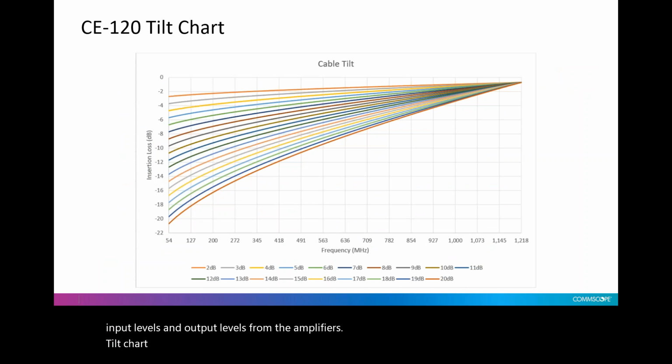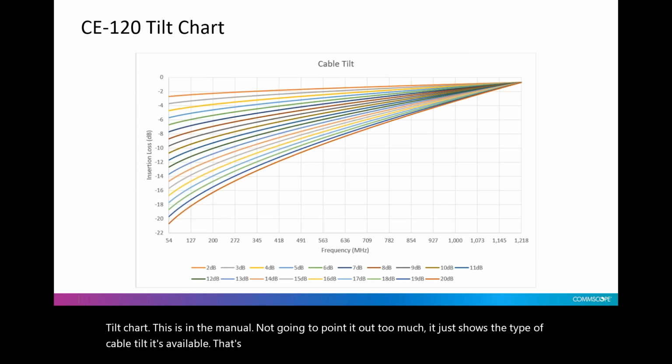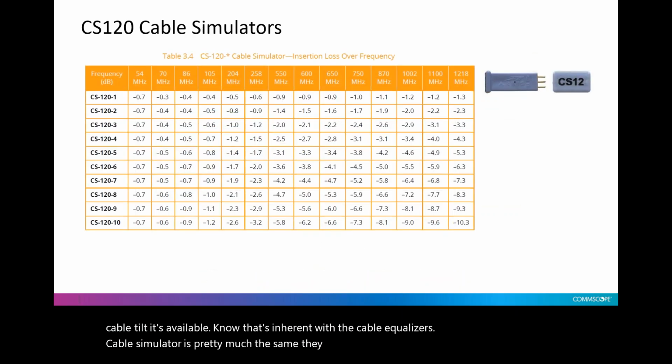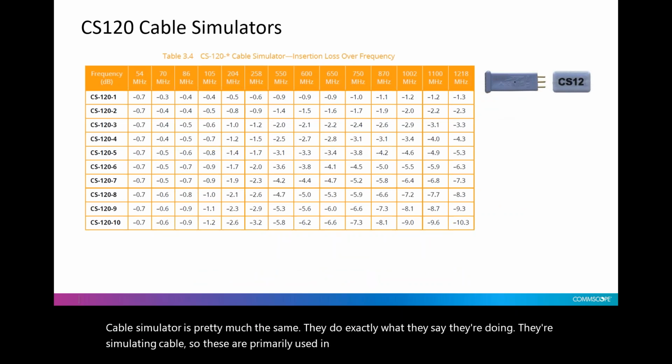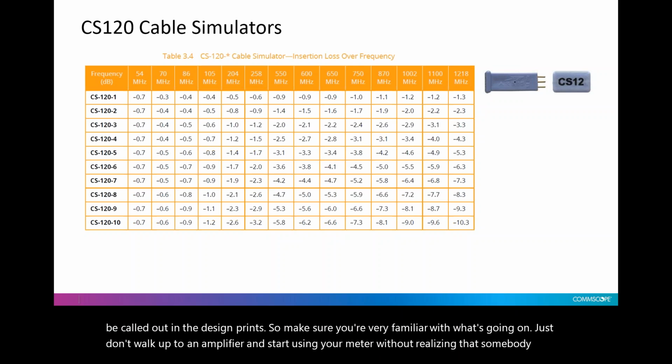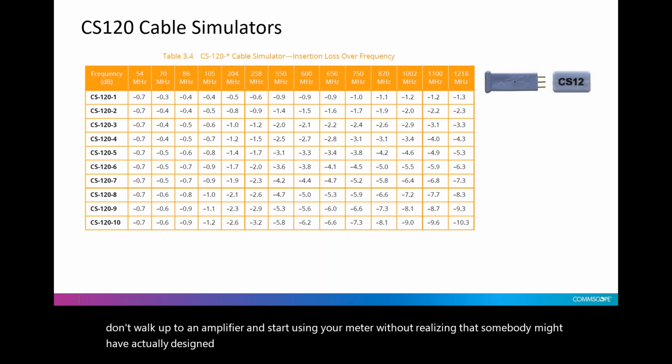Tilt chart. This is in the manual. I'm not going to point it out too much. It just shows the type of cable tilt. So that's inherent with cable equalizers. Cable simulators, pretty much the same. They do exactly what they say they're doing. They're simulating cable. So these are primarily used in short space areas, and it's generally going to be called out in the design prints. So make sure you're very familiar with what's going on. Just don't walk up to an amplifier and start using your meter without realizing that somebody might have actually designed and told you what equalizer or cable equalizer or cable simulator you need.